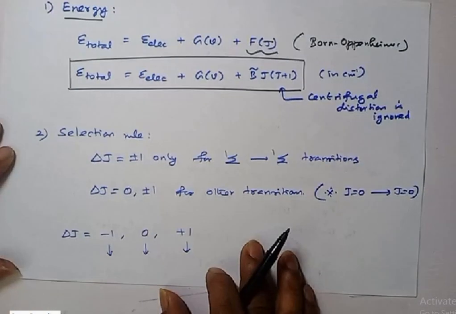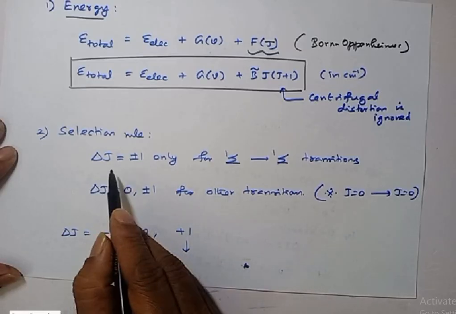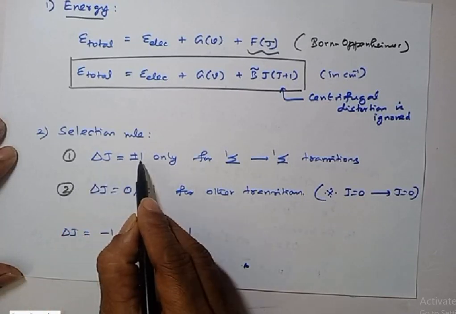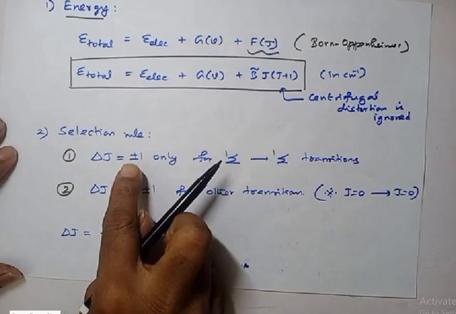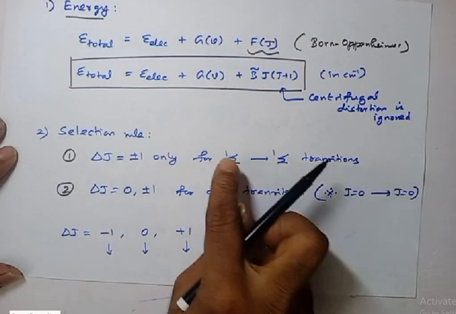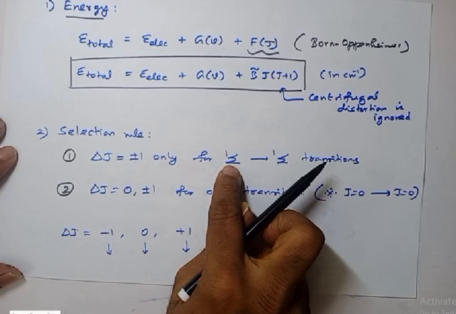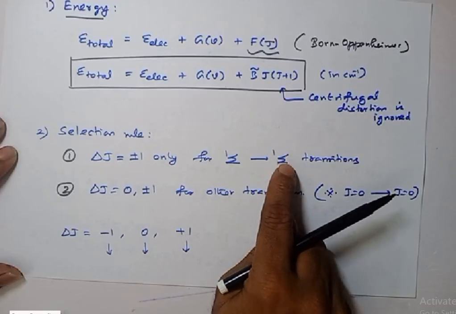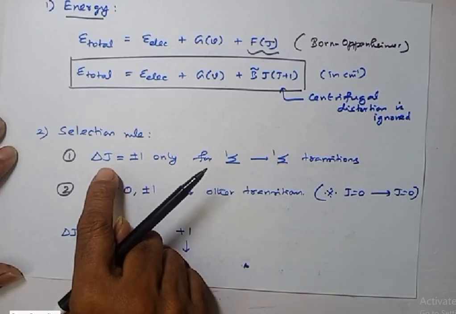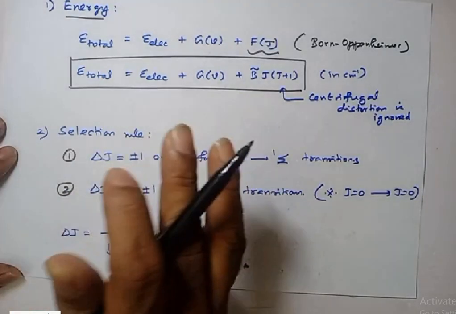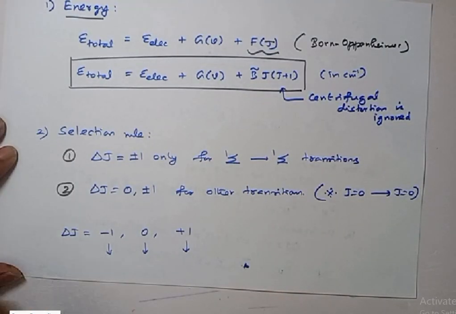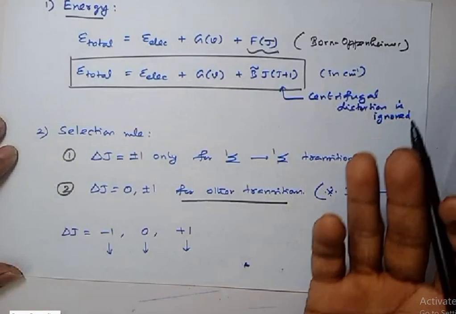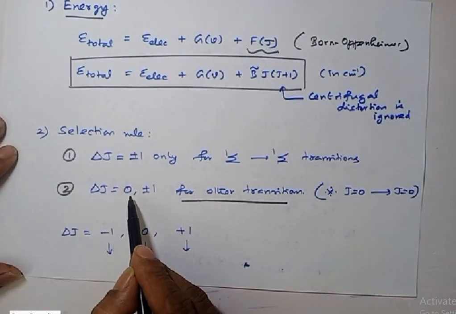Now, what is the selection rule? Here we actually use two selection rules. The first one is delta J plus or minus 1 only. This selection rule is applicable if the transition takes place from singlet sigma to singlet sigma. If the ground electronic state is singlet sigma and the excited state is also singlet sigma, then for this transition delta J should be plus 1 or minus 1. For other transitions, apart from singlet sigma to singlet sigma, if you take any other transition, then delta J can be 0 or plus or minus 1.